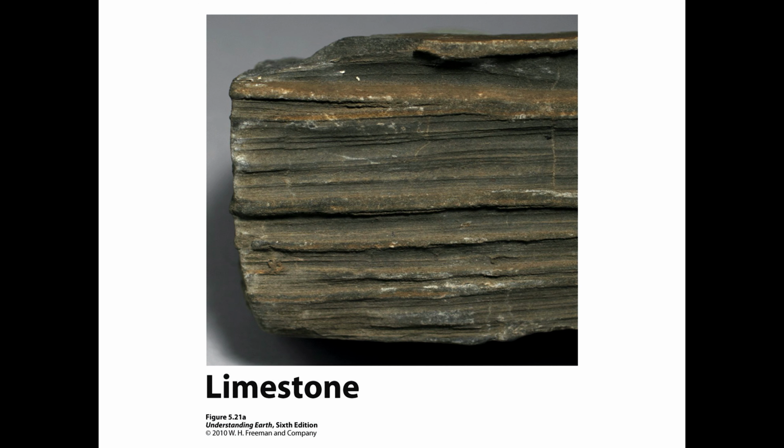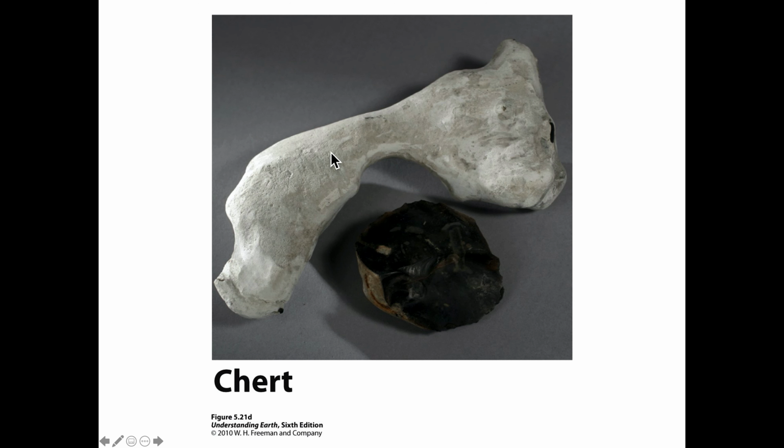Just some examples here. We have a finely bedded limestone. Calcite and aragonite were the precursors. Aragonite is almost always converted into calcite by the time the material becomes a limestone. Chert. This is an example of a chert nodule, and this is what it looks like inside. This is also known as flint and jasper and all kinds of other names.